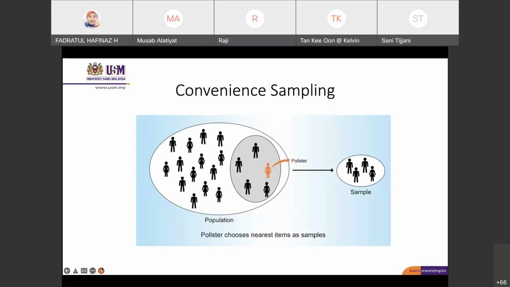Okay, another example is the lazy one, right? It's called convenience sampling. It is used when it is difficult or very expensive to collect sufficient samples for an experiment. So the selection of the sample is determined by the ease of sample collection. It may not represent the population, and it can also generate some bias, right?